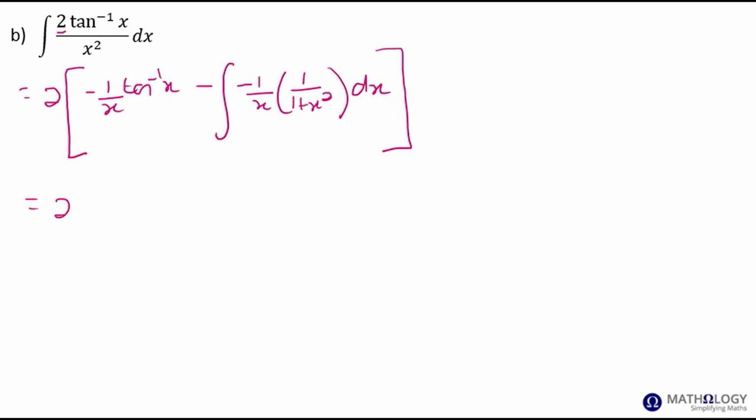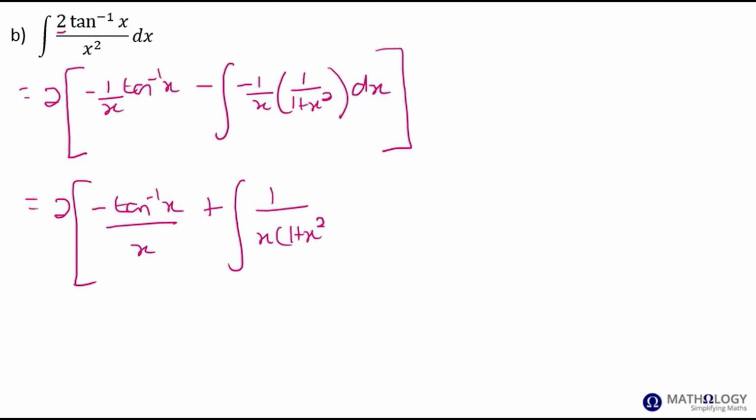So that equals 2 times minus 10 to the minus 1x over x. I'm just going to pull this minus out, so it's plus the integral of 1 over x times 1 plus x squared dx. Now this expression here is a rational expression, so to determine this integral we're going to use partial fractions.